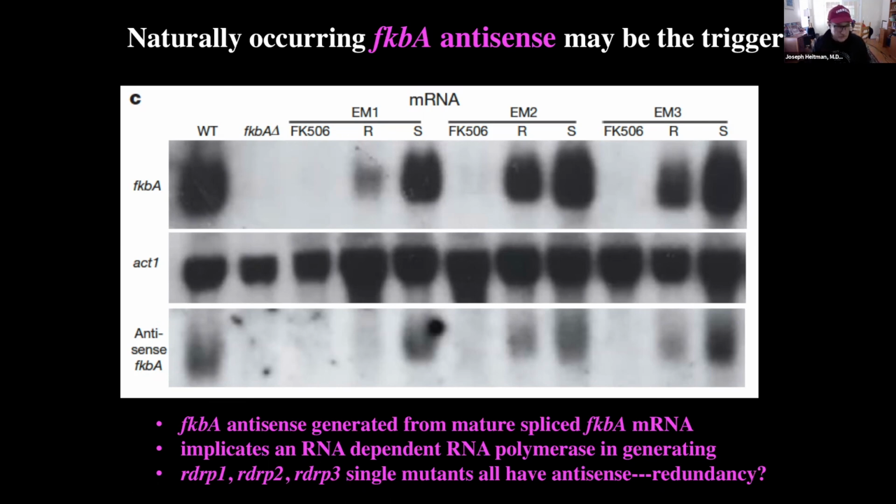And by generating cDNAs from this antisense, we can see that it's generated from the mature spliced fkbP12 mRNA. We think that an RNA-dependent RNA polymerase might be involved in generating it, but we've tested each of the single mutants that we have available, and they all still make this antisense. So I think it may require some biochemical approach of making enzyme and seeing which of these might be able to copy the other strand to generate this trigger for the RNAi pathway.